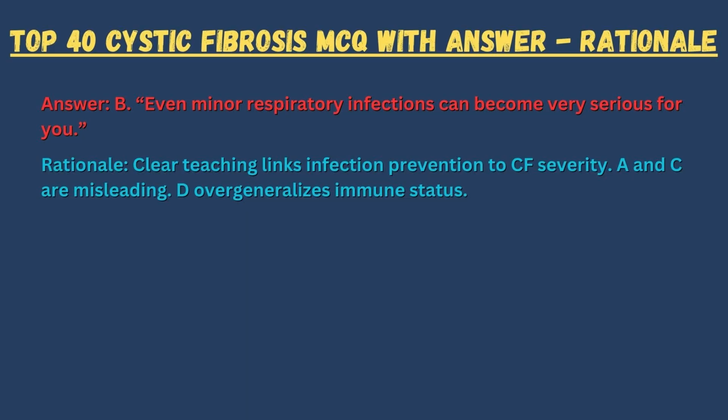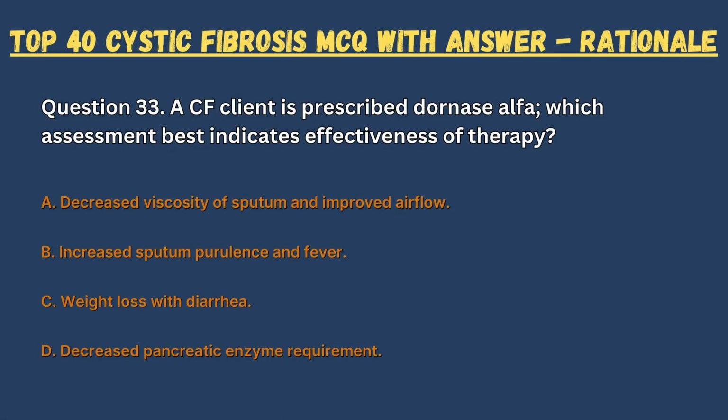Answer. B. Even minor respiratory infections can become very serious for you. Rationale. Clear teaching links infection prevention to CF severity. A and C are misleading. D overgeneralizes immune status.